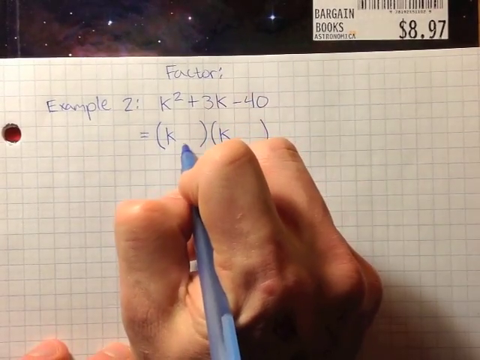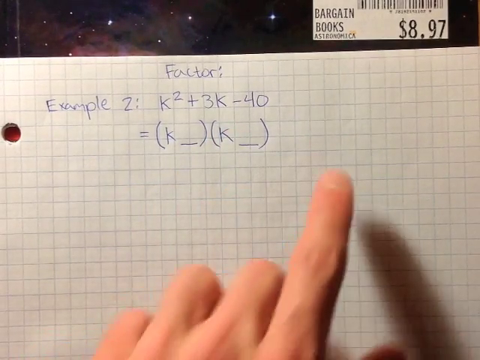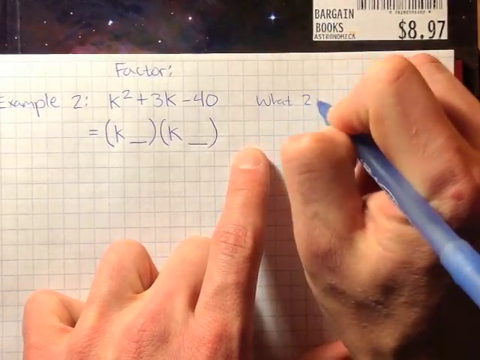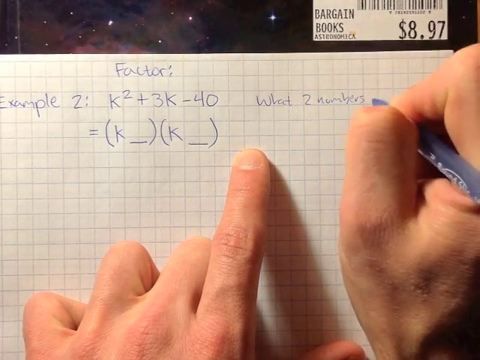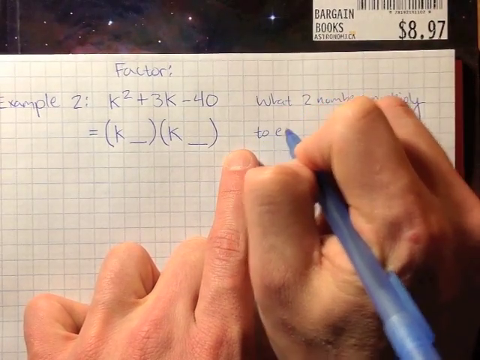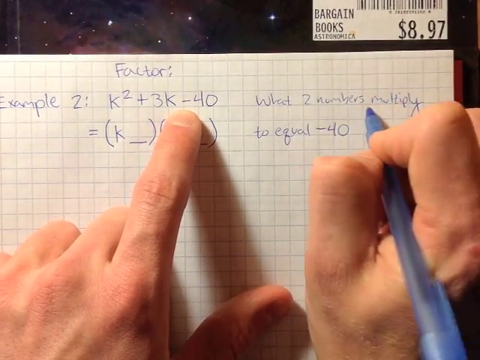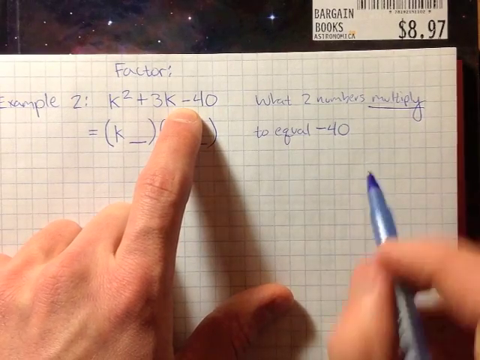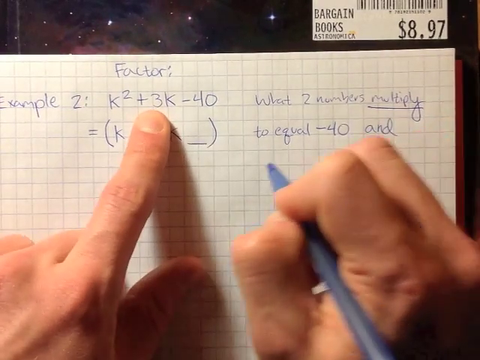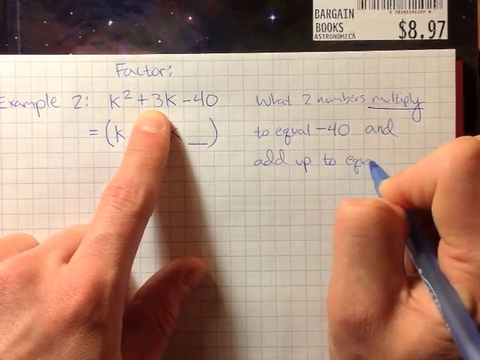Now, the question, again, boils down to what goes here, what goes here. So the question we're going to ask is, what two numbers multiply to equal negative 40? Sorry, I'm going in the opposite order that I did in the other ones, but that's all right. What two numbers multiply to equal negative 40 and add up to equal 3?